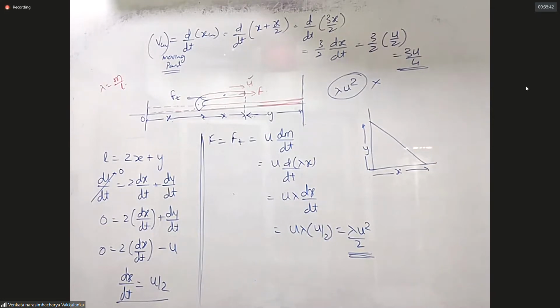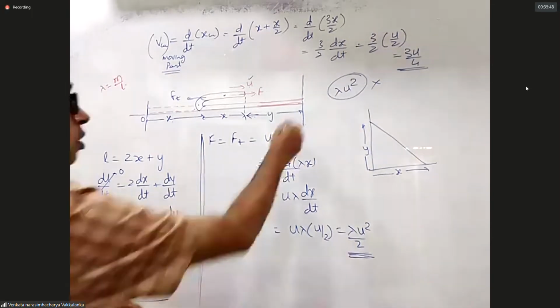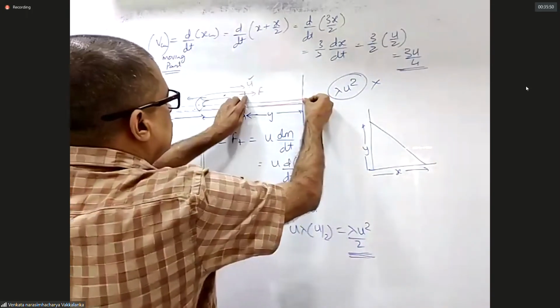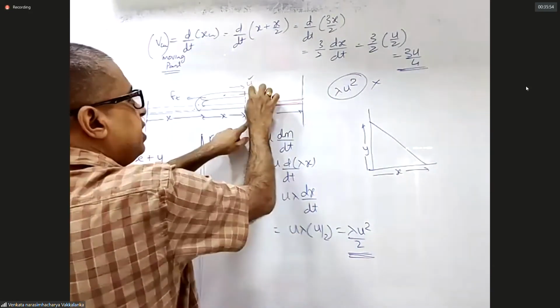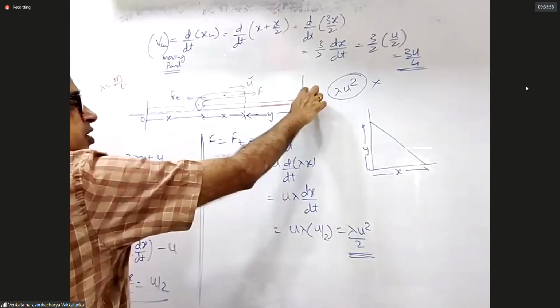Can you repeat how dy by dt is minus u? This point is fixed. This point is approaching. The rate of decrease dy by dt will be the velocity with which this point is approaching this.